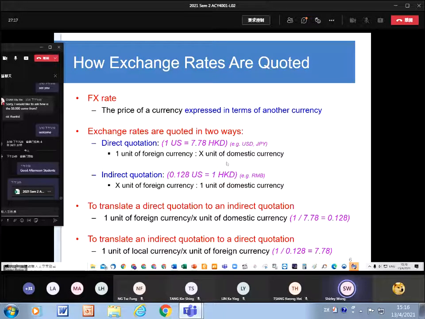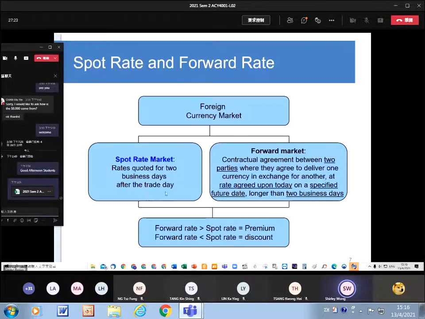And then for the quotation, we have 1 to 7.78 or 0.128 to $1. So this rate, we'll call it the spot rate. Spot rate means the current rate, usually within 2 days of the business day. This market we'll call the spot rate market. So for the calculations in this module, in this chapter, we will use the spot rate market.